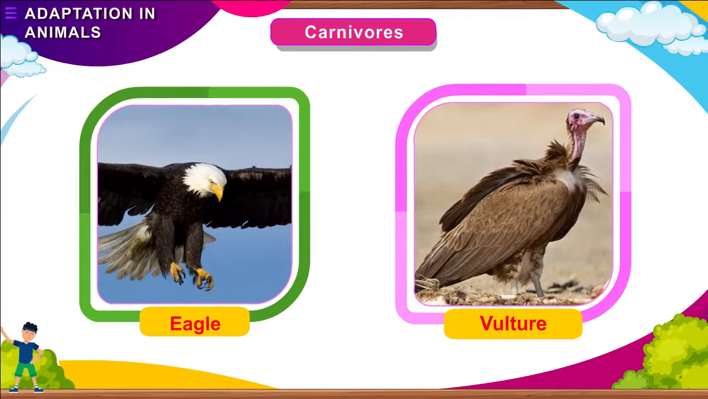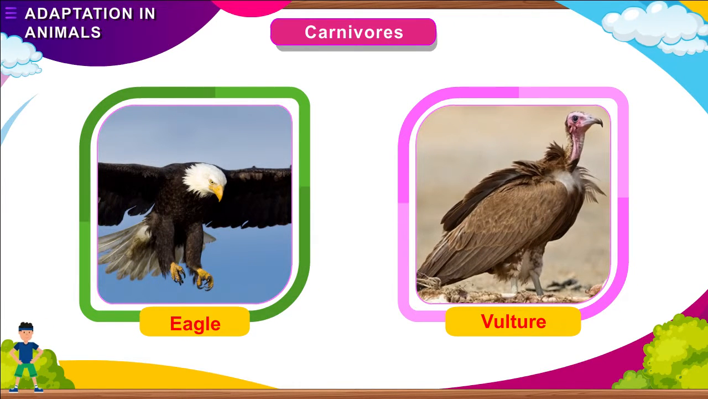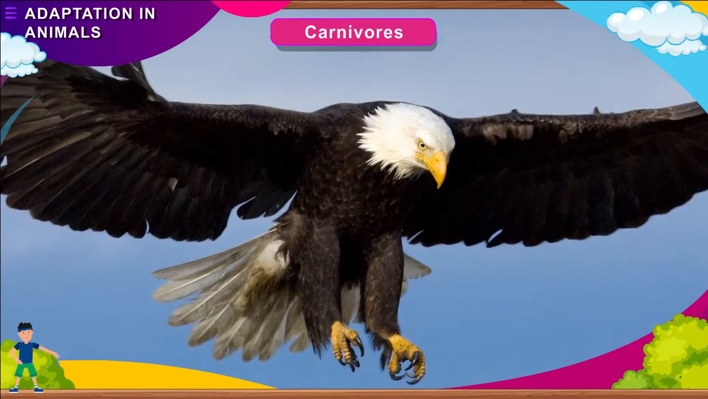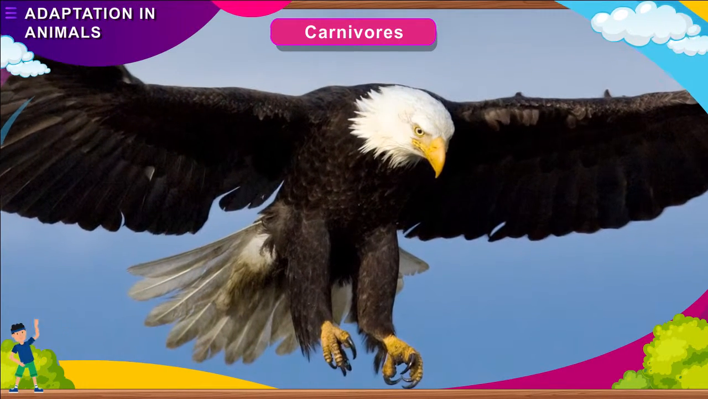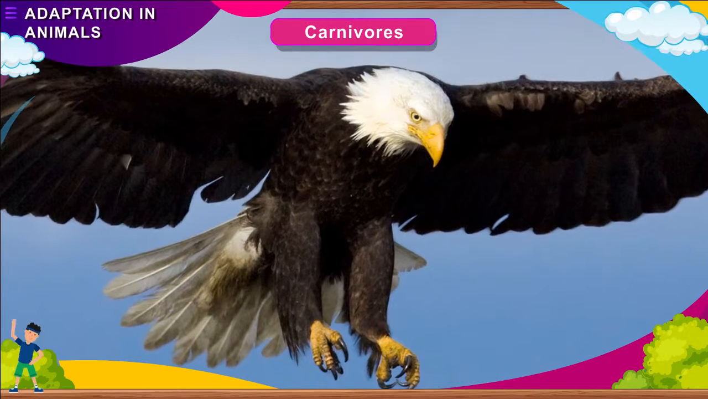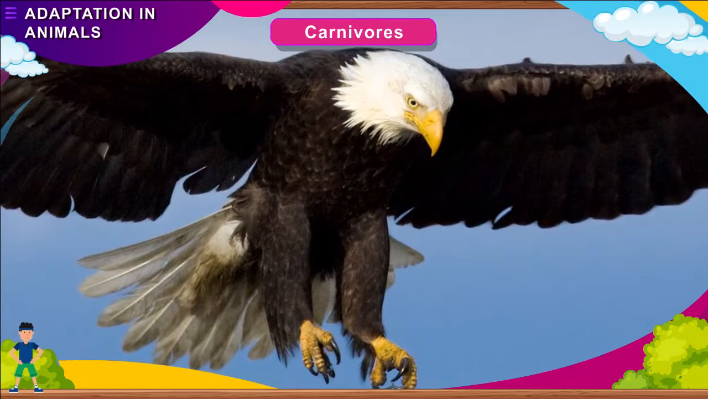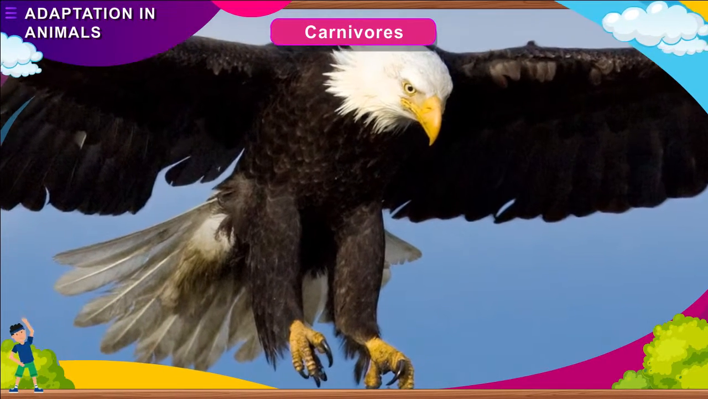Birds like eagles and vultures are scavengers. They feed on dead animals and plant materials present in their habitat. They have keen eyesight to spot the prey. They have sharp, hooked beak and claws to catch their prey and tear the flesh.